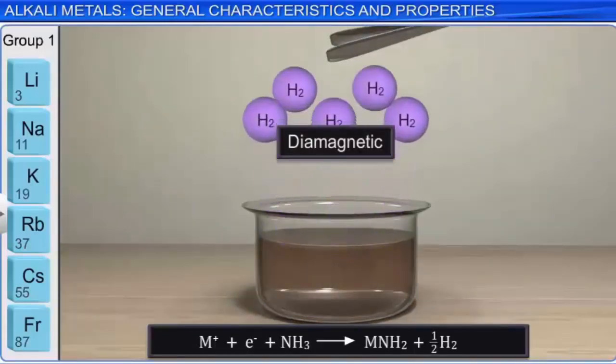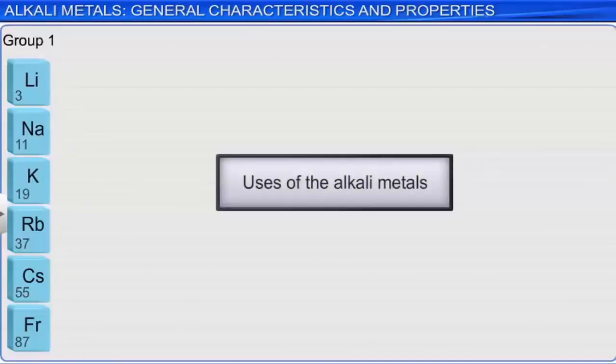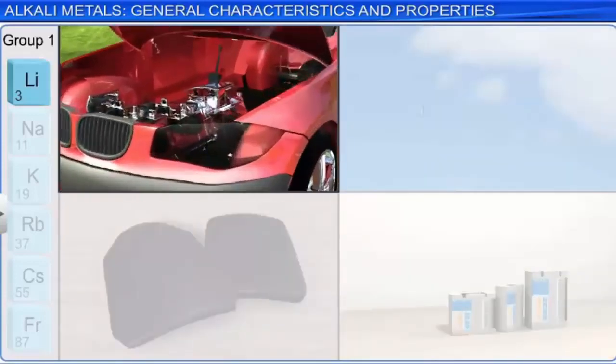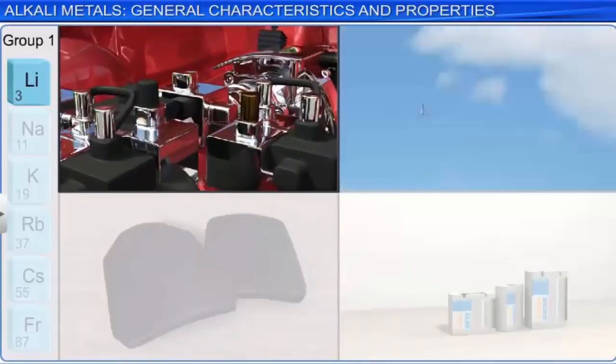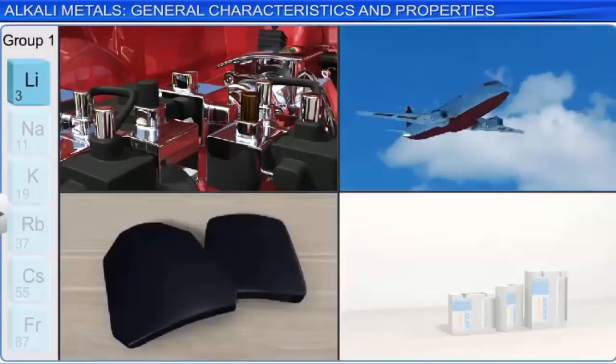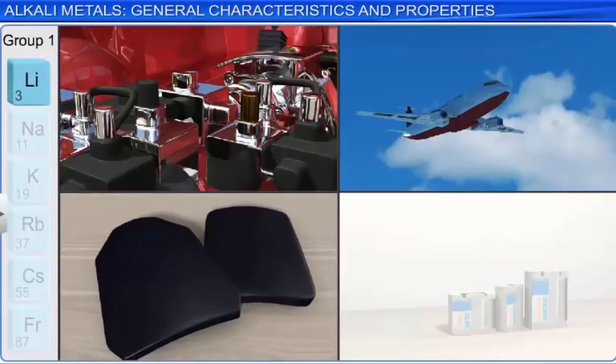Let's go on and discuss some uses of the alkali metals. Lithium alloys are used for a variety of purposes. An alloy with lead is used to make engine parts. An aluminium lithium alloy is used in airplane construction. And a magnesium lithium alloy is used to make armor plates. Lithium metal is used in some thermonuclear reactions and to construct various types of batteries.